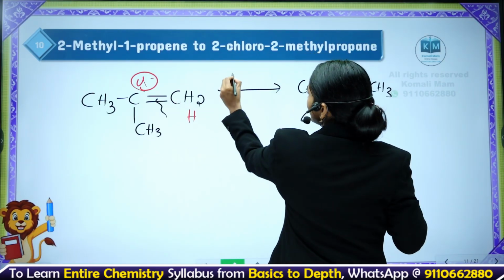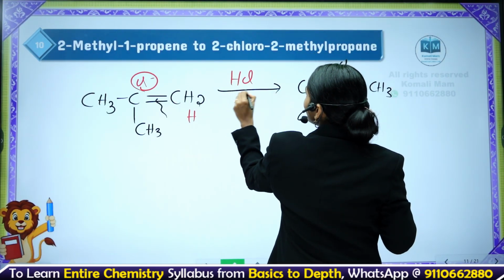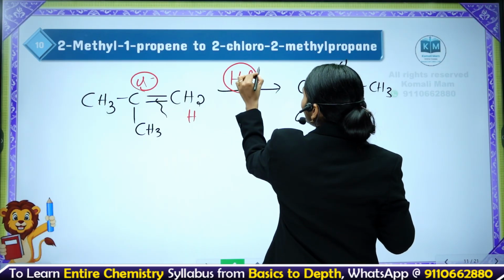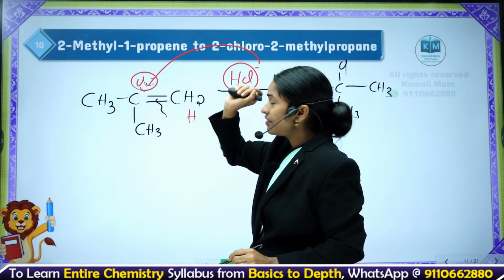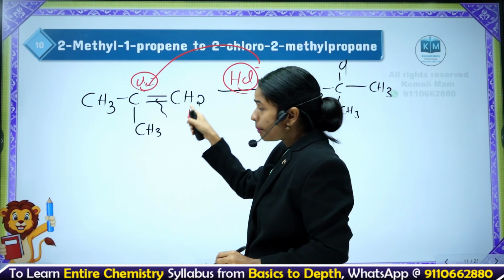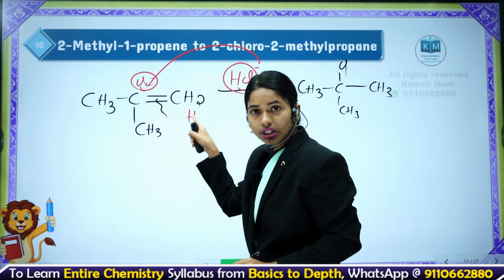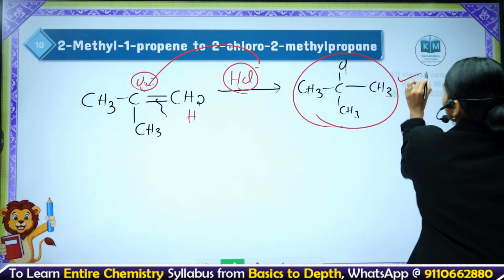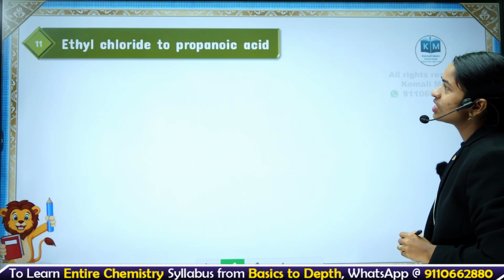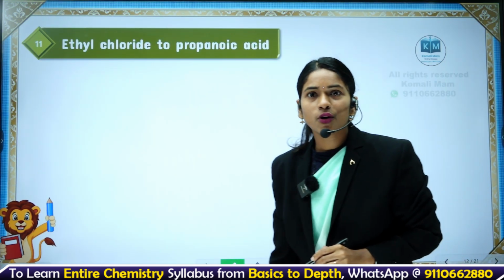See here HCl I am adding. If you add HCl, the negative part of the species goes and attacks the double bonded carbon having less hydrogens. The positive part of the species goes and attacks the double bonded carbon with more hydrogens. So we will be getting our product. That's it.